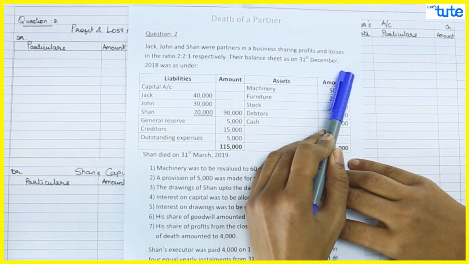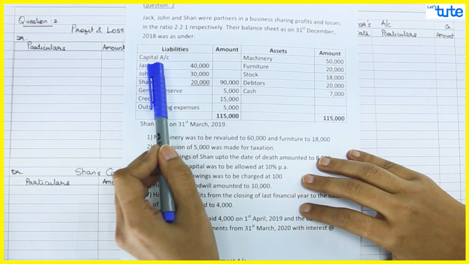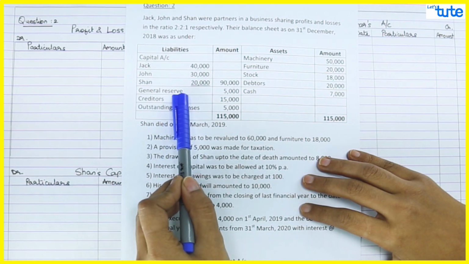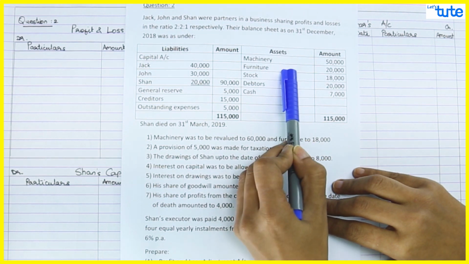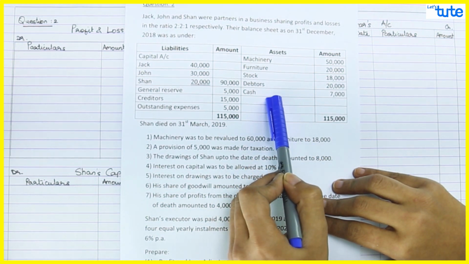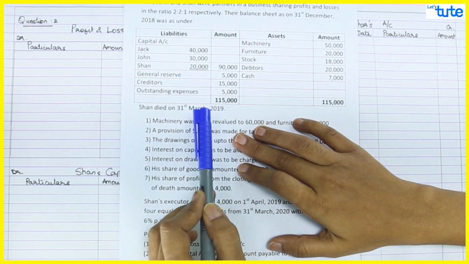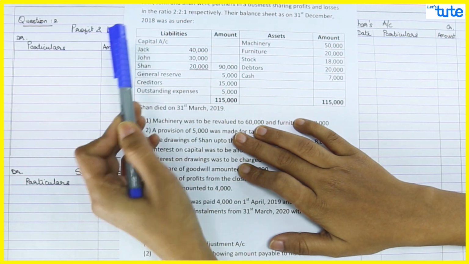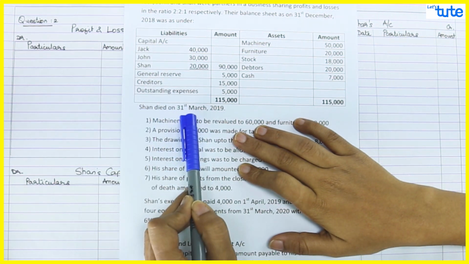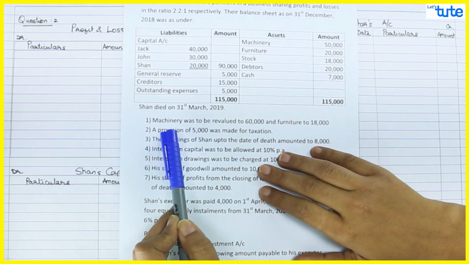Their balance sheet as on 31st December 2018 was as under: capital account of Jack, John and Sean, general reserve, creditors, outstanding expenses, machinery, furniture, stock, debtors and cash. Sean died on 31st March 2019. So this balance sheet was up to 31st December 2018 and Mr. Sean died on 31st March, that is after 3 months from this balance sheet date.